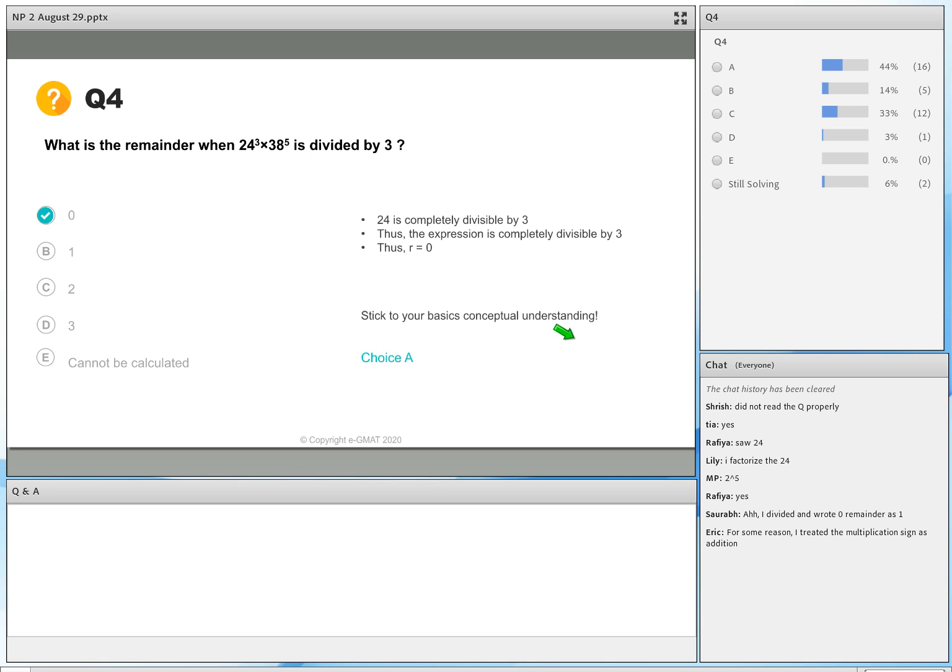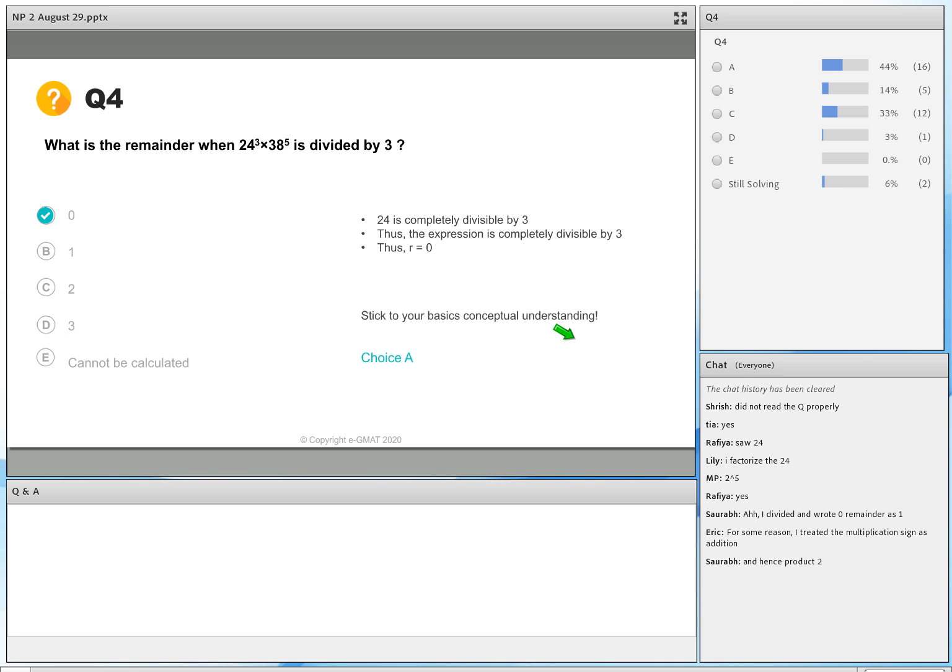Yeah, Saurabh, you wrote 0 remainder as 1. Oh, 0 remainder as 1. For some reason, Eric treated multiplication as addition. What some reason? It's just carelessness. You have to be super careful. Well, okay, this one is an eye-opener that we should stick to our roots. We should remember to use basic ideas.